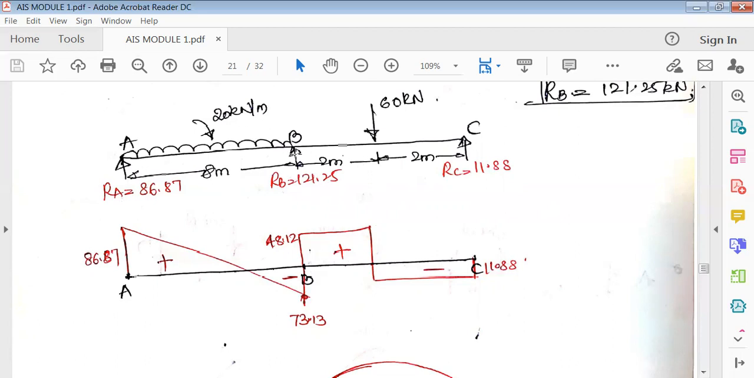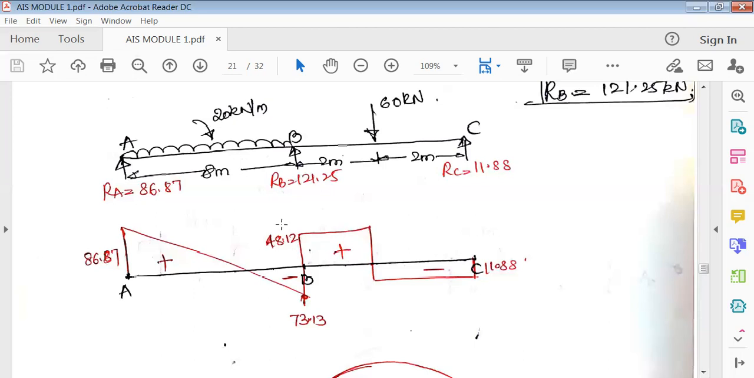Then how much is RB here? 121.25, plus, because RB is going upward. So it is going up like this, 121.25. So it is now plus 48.12. Now there is no load between B and this 60 kilonewton, so this runs straight. Then the 60 kilonewton is again acting downward.